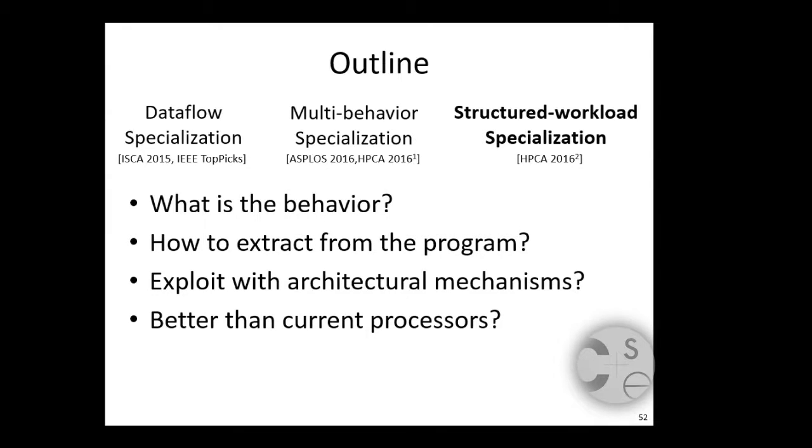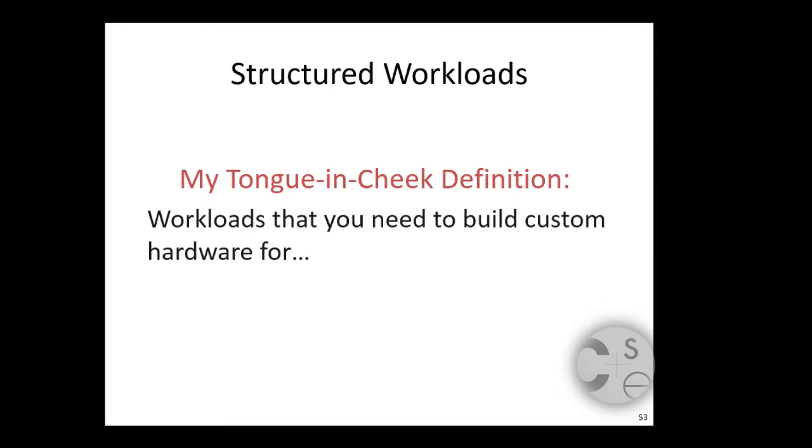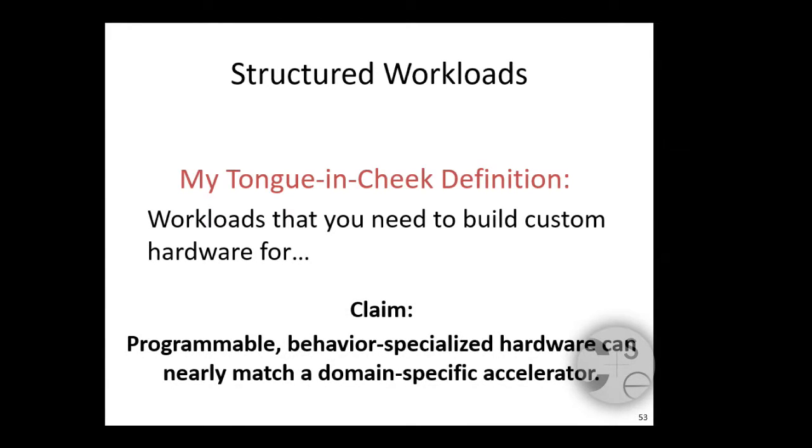So I want to start off with a definition, and I'll give you a rigorous definition. These are just workloads that you would want or need to build custom hardware for. Okay, maybe not a rigorous definition, but it gives you an intuitive sense. So what I'm talking about are workloads like pedestrian detection in a driverless car, where you have vision processing and you need it to respond within 0.1 seconds. And this is just not going to work very well on a general purpose processor. And my claim in this part of the talk is actually that a programmable behavior specialized piece of hardware can, for some certain program behaviors, nearly match the benefits of domain-specific hardware.